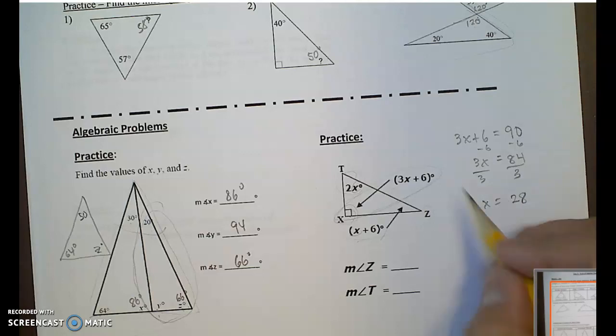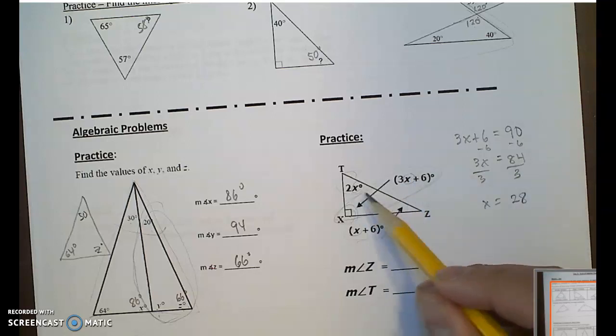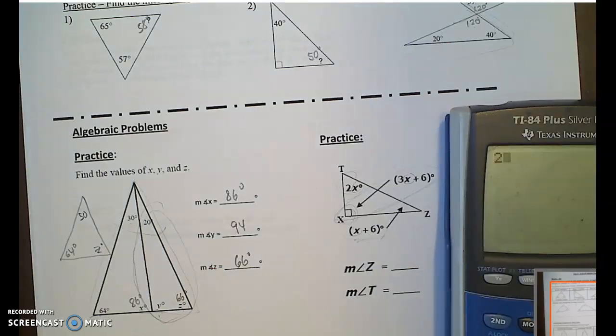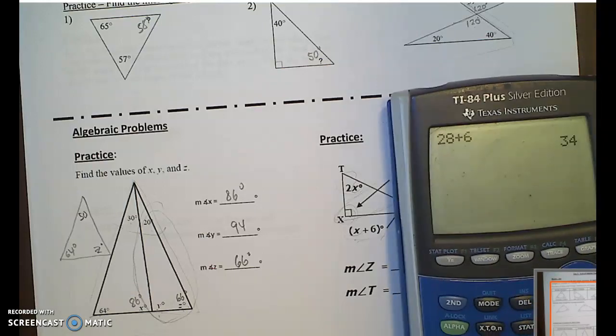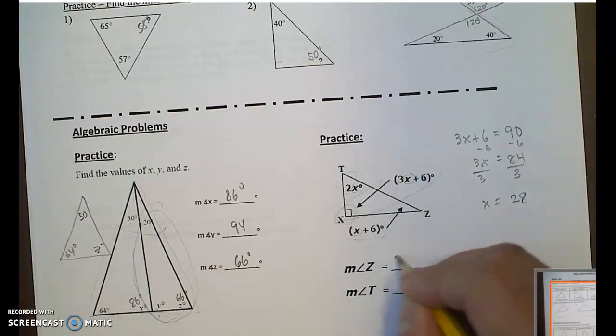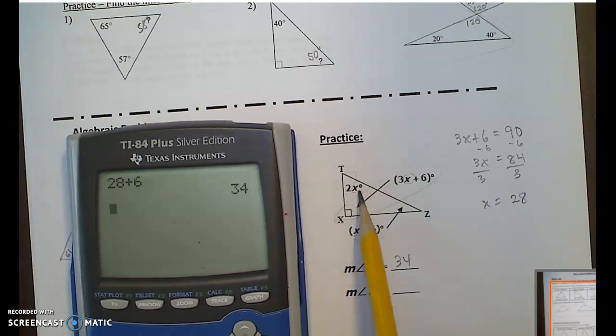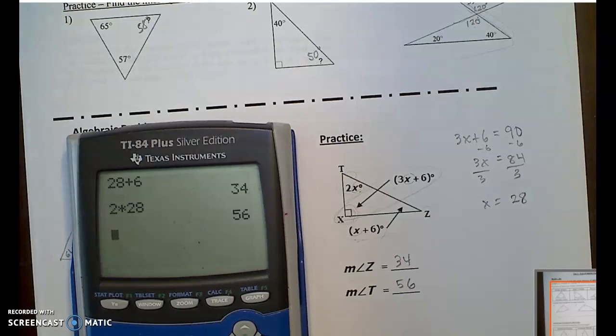Now that we've solved for little x, that variable x, we can figure out angle T and angle Z. We're going to plug 28 in for x. So we're going to do 28 plus 6. That gives us 34. So there's angle Z. And then we'll plug in 28 for x here. So 2 times 28 equals 56. So there's the measurement of angle T.